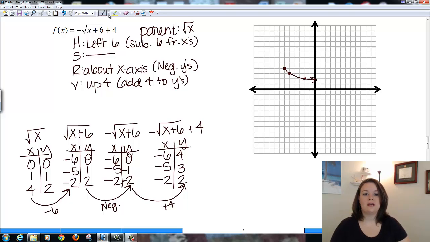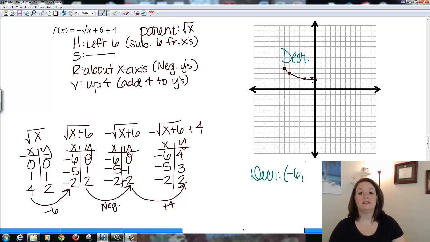Okay. So now I just need to determine the intervals of increasing, decreasing, and constant. Notice here it's not changing direction. I don't have more than one. I only have one interval. And notice from the beginning of this function on out to the right, it's going to be decreasing because my y values are getting smaller. So that means this function is decreasing from as far left as I can go, which in this case is negative 6. Remember, we don't include it. Don't include your endpoints. Use a parenthesis. From negative 6 on out to infinity.